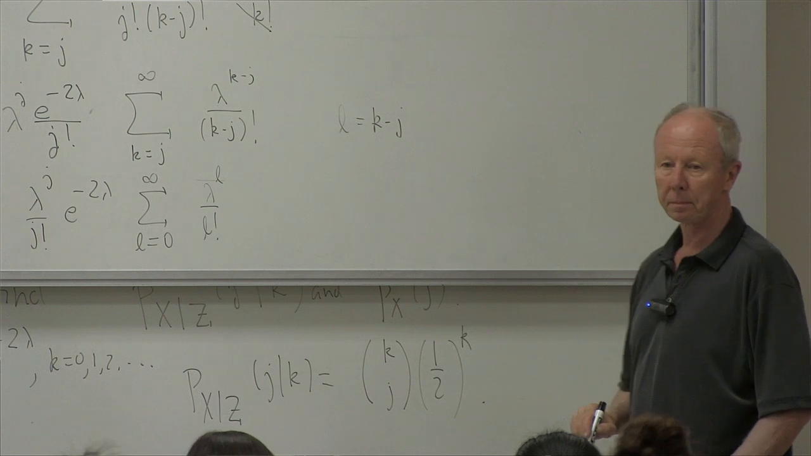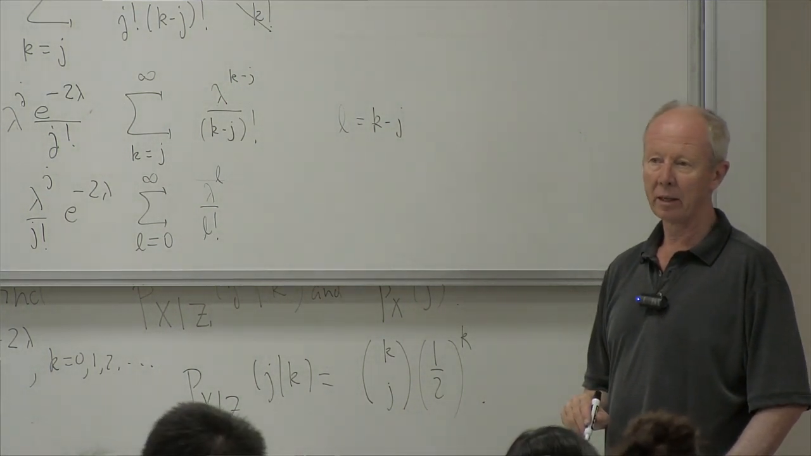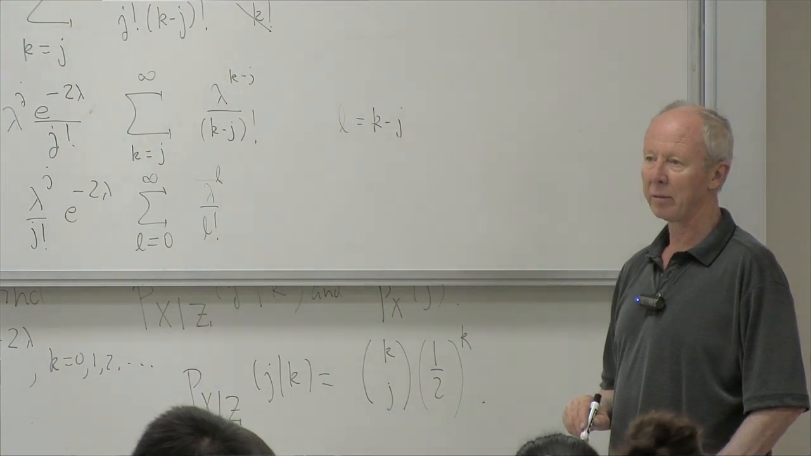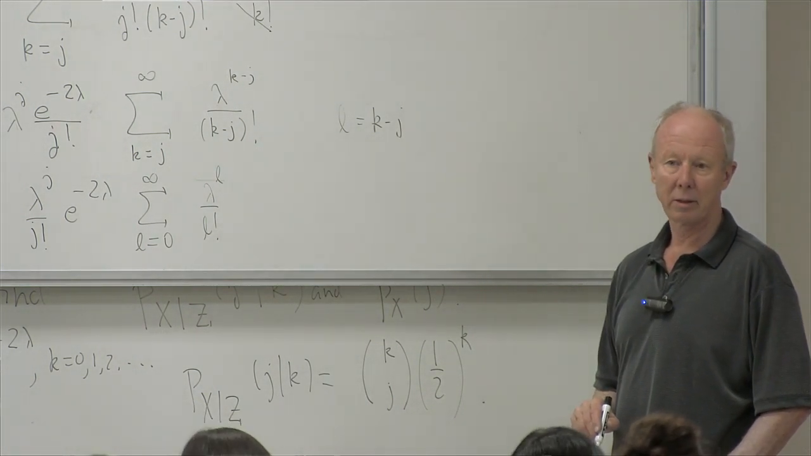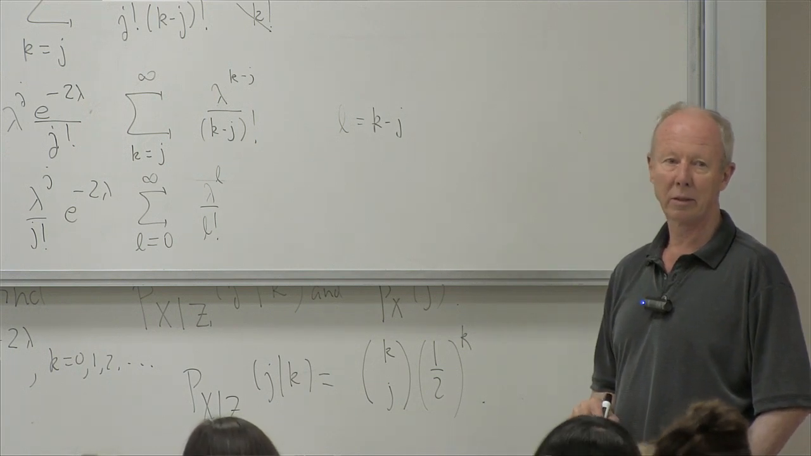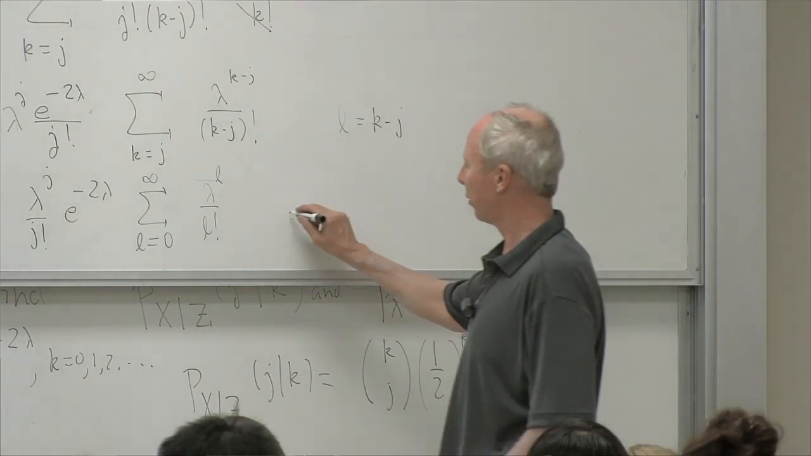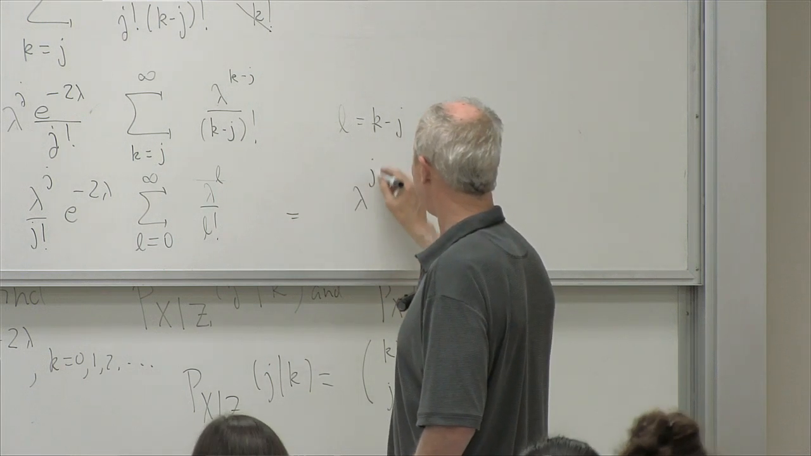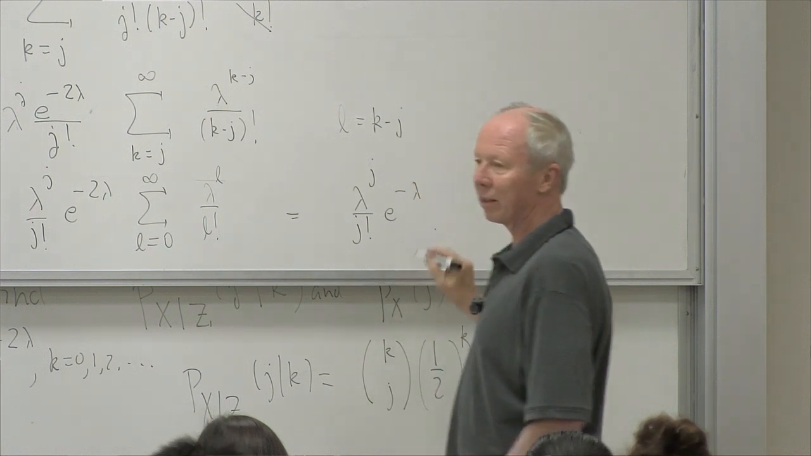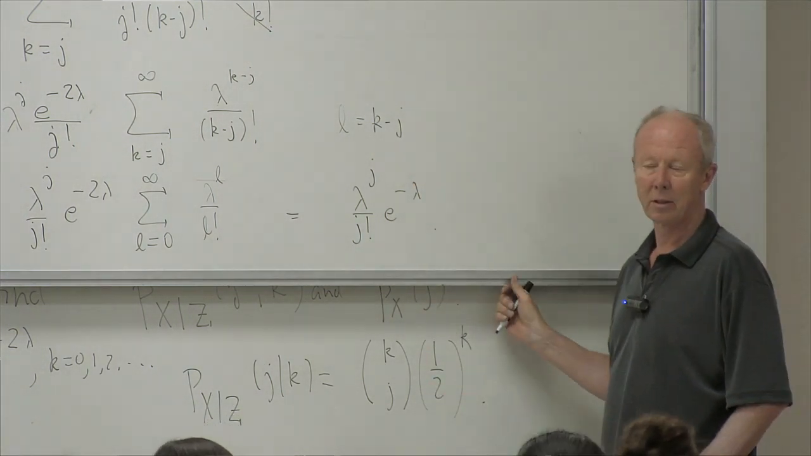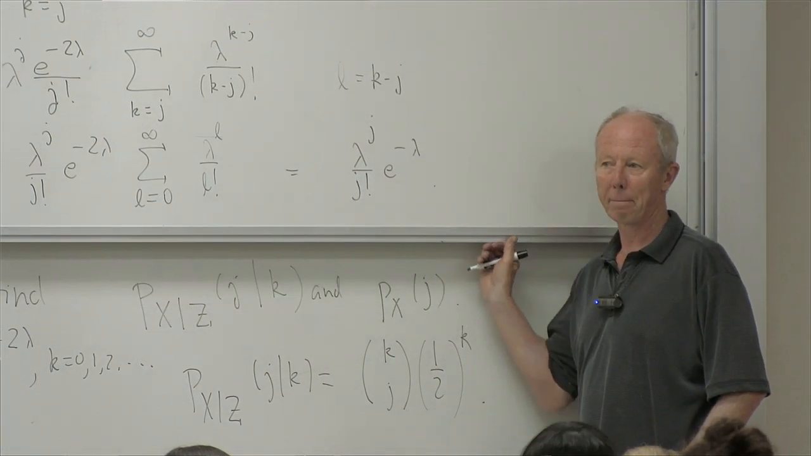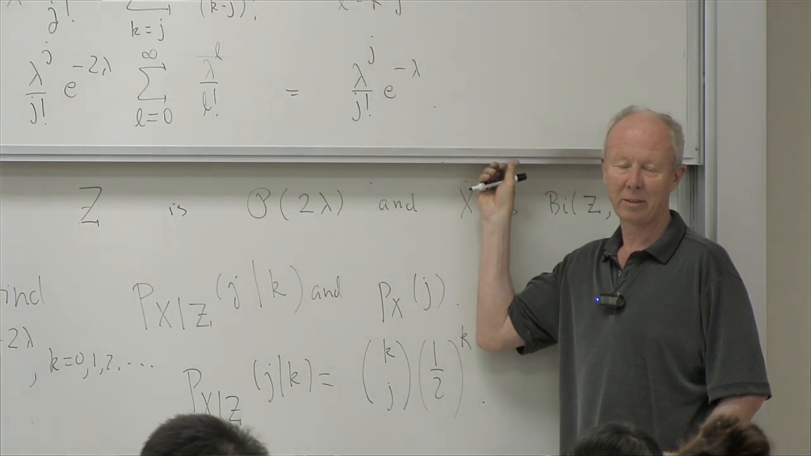And what's that sum? That's e to the lambda. That sum is e to the lambda. What's e to the lambda times e to the minus 2 lambda? E to the minus lambda. So this becomes lambda to the j over j factorial e to the minus lambda. And what's that distribution? Poisson.